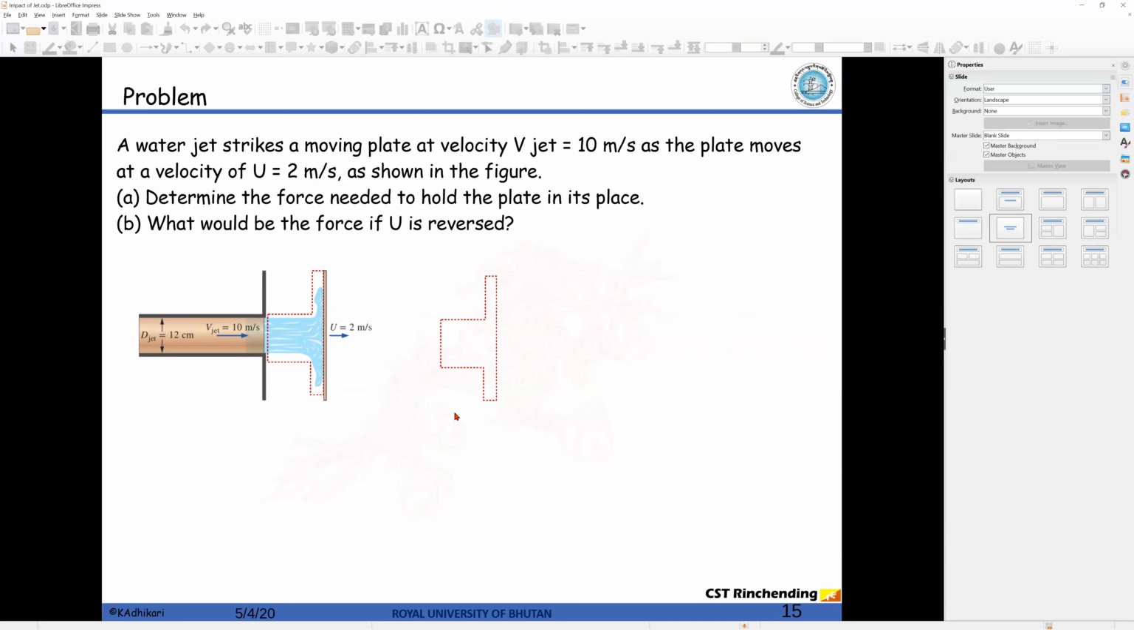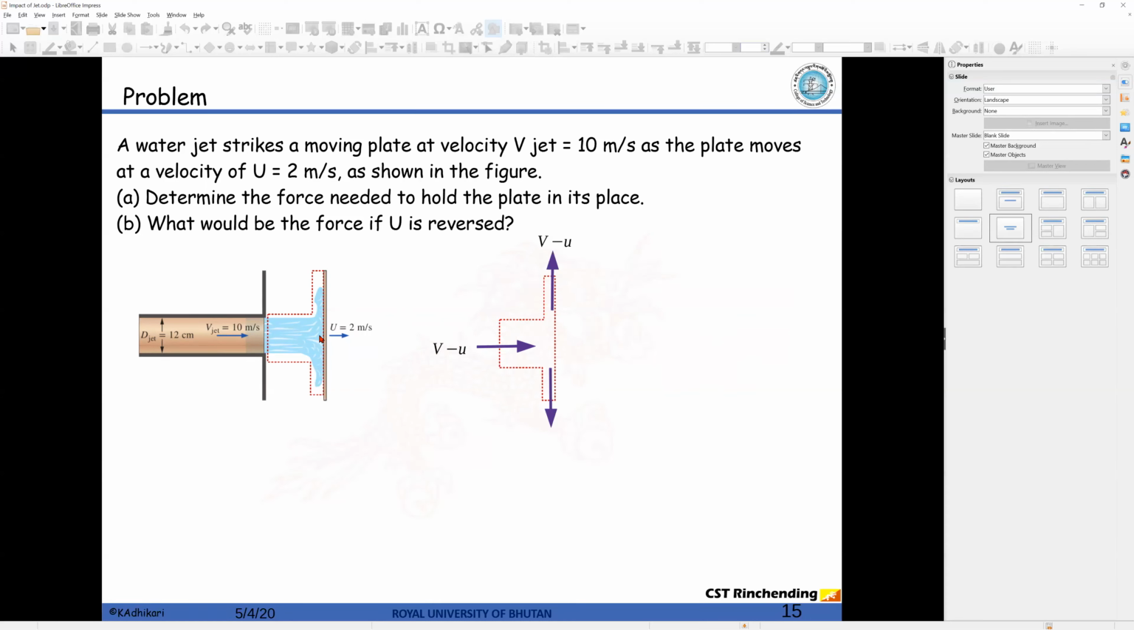So let's take this control volume and represent the vectors. That is the velocity that is coming in, which is the relative velocity of the jet with respect to the plate. Because these are going in the same direction, it becomes v minus u, where v is the velocity of the jet and u is the velocity of the plate. And these two vectors are the ones going out of the plate, right?